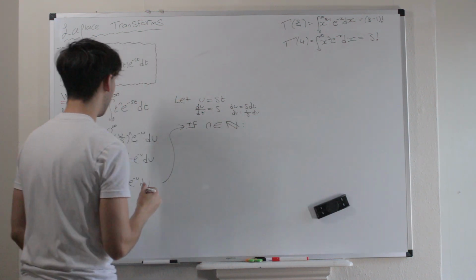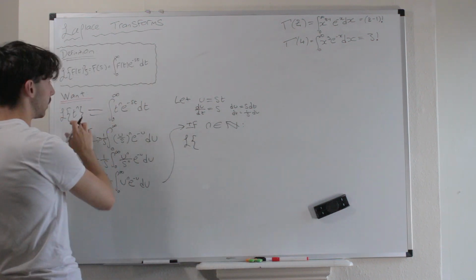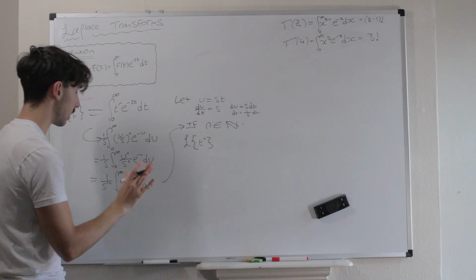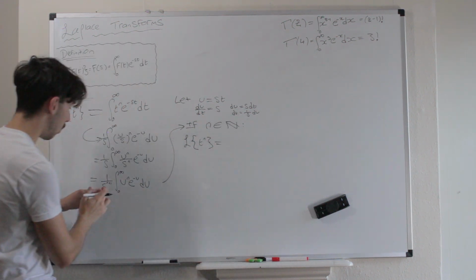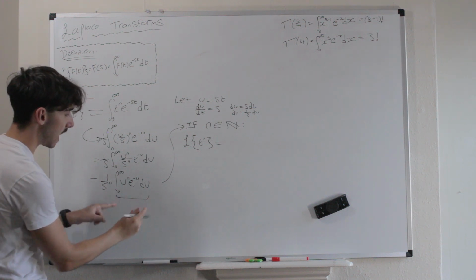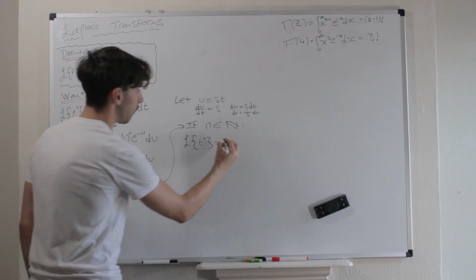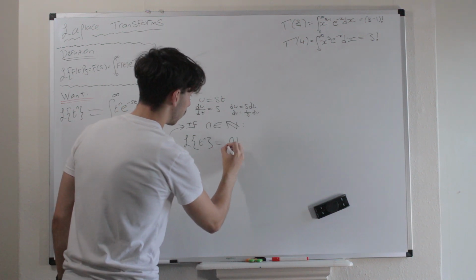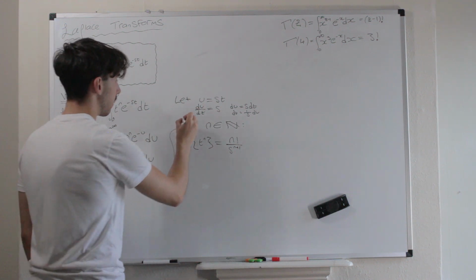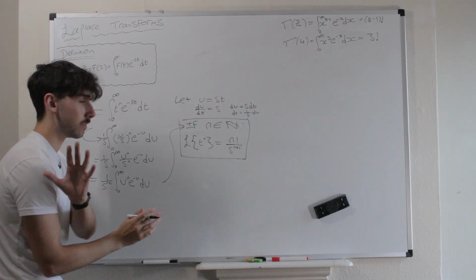If n is a natural number, then the Laplace transform of t to the n is just given by 1 over s to the n plus 1 times this, which again, this is n factorial. So it's n factorial divided by s to the n plus 1. Okay. So if you wanted to know, for example, I'll do an example at the end.